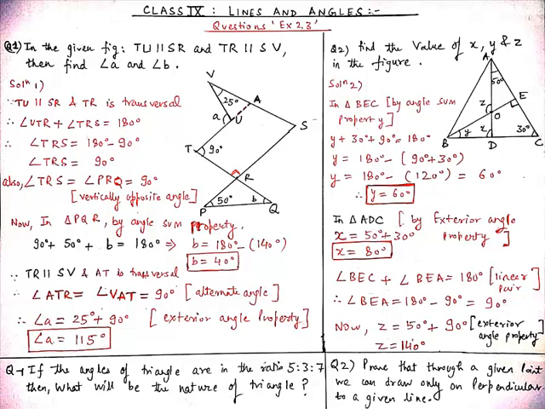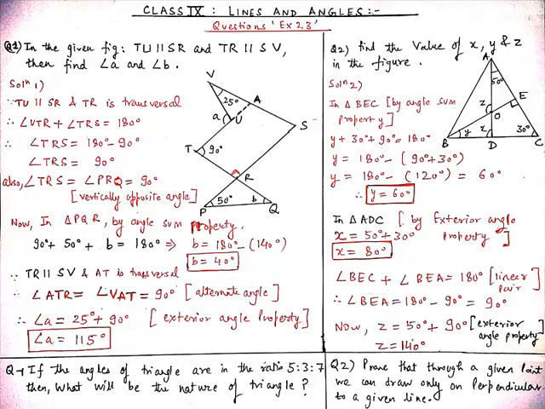And now in triangle PQR, by angle sum property, we can say that 90 degree plus 50 degree plus B is equal to 180 degree. So from here, B is equal to 180 degree minus (90 plus 50) degree, which is equal to 140 degree. So from here, B is equal to 40 degree.